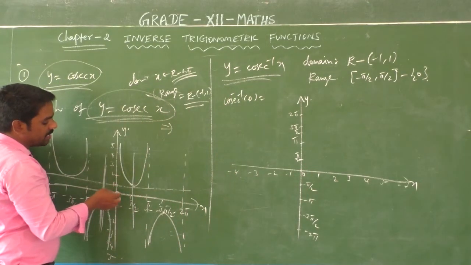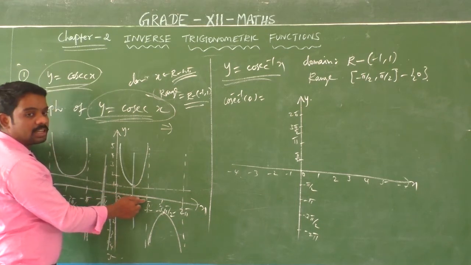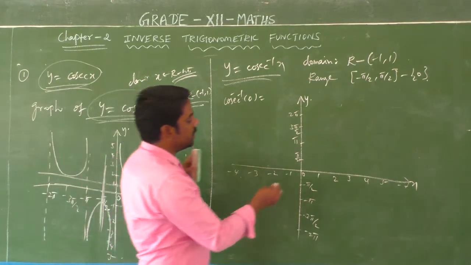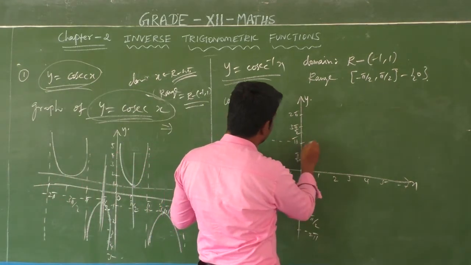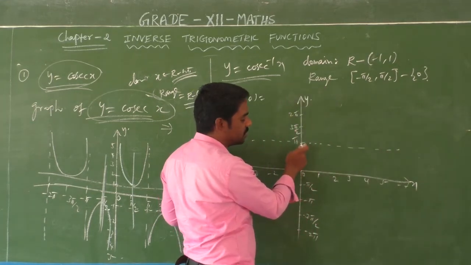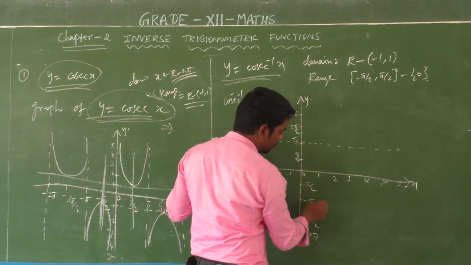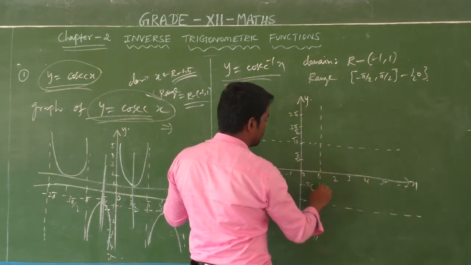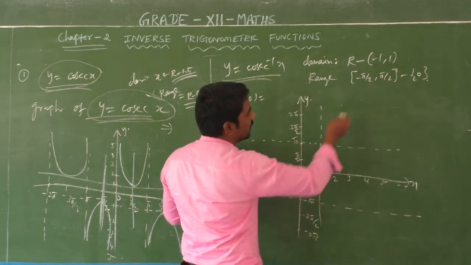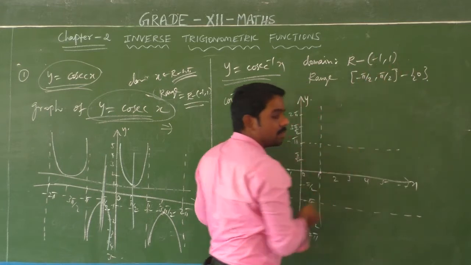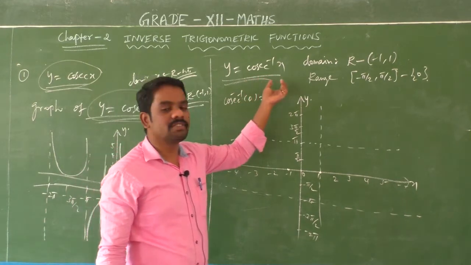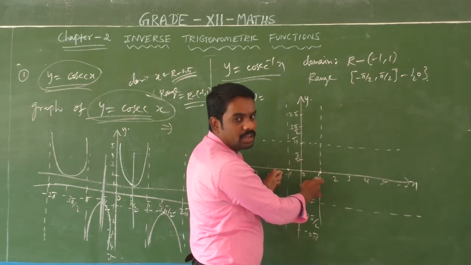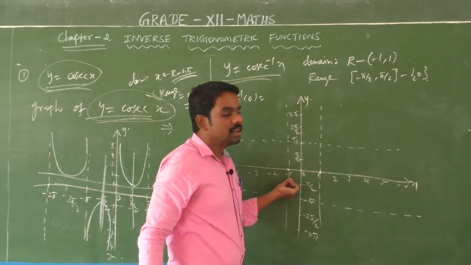Listen, this function exists in the open interval 0 to pi by 2; at x equal to 0 and x equal to pi by 2 the curve does not exist. Also the range is 0 to pi and 0 to minus pi. The domain of this function is the set of all real numbers except minus 1 comma plus 1. That means this curve cosecant inverse does not exist between minus 1 and plus 1, in the open interval minus 1 comma plus 1.